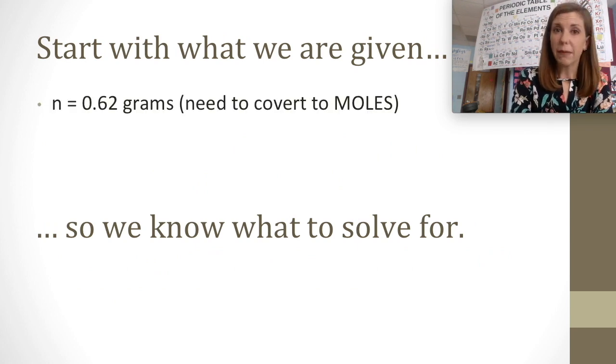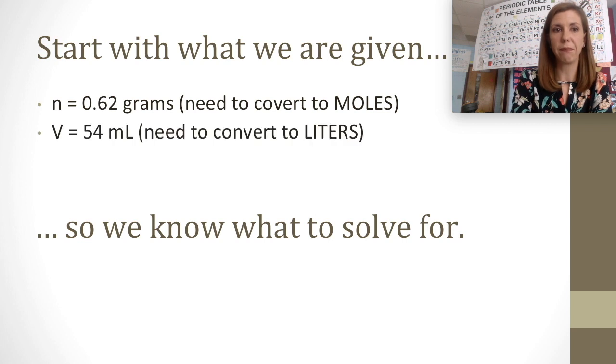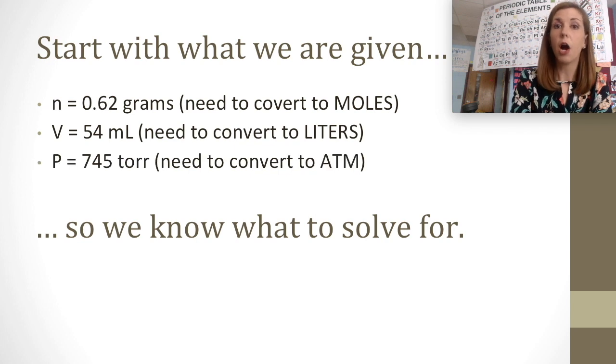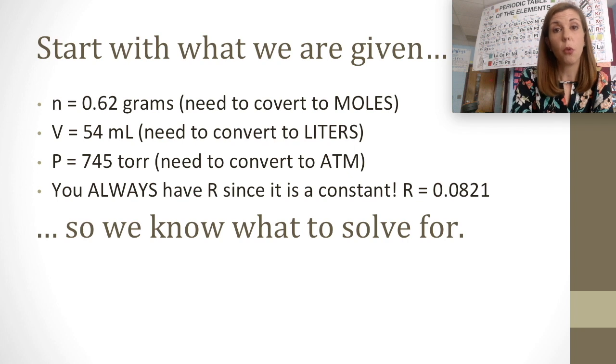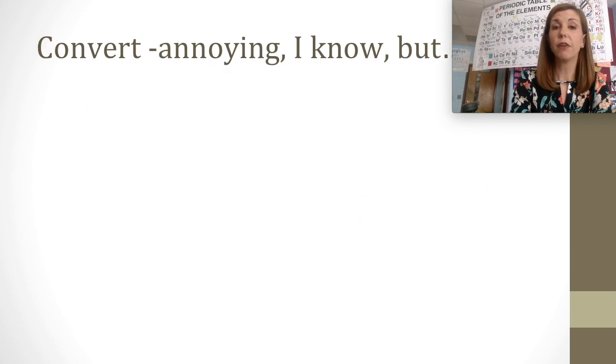We're given grams. Grams is going to be our amount of substance, but we're going to need to convert that to moles to use our formula correctly. Our volume was given to us as 54 milliliters, but we're going to need to convert that to liters. Our pressure was given to us as 745 torr, but to match our R value, we're going to need to convert that to atmospheres of pressure. And again, we're always given R. This time we're going to be solving for temperature. So to convert is annoying, I know, but here we go.